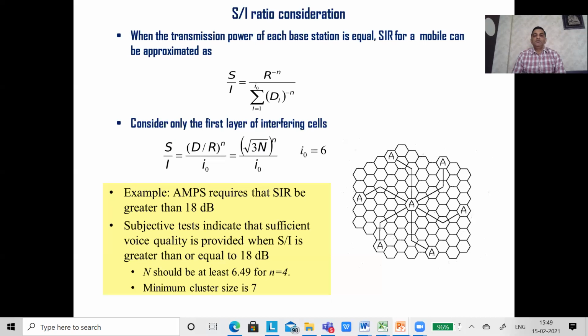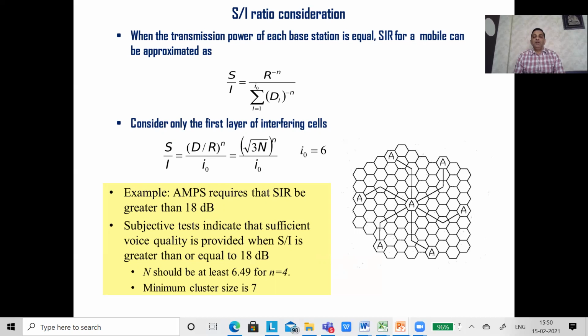Let's have a look at S by I ratio consideration. When the transmitter power of each base station is equal, signal to interference ratio for mobile can be approximated by making use of this expression. So S by I is equal to R raised to minus n divided by summation i equal to 1 to I0 of di raised to minus n. So this is the approximate calculation of signal to interference ratio for mobile.